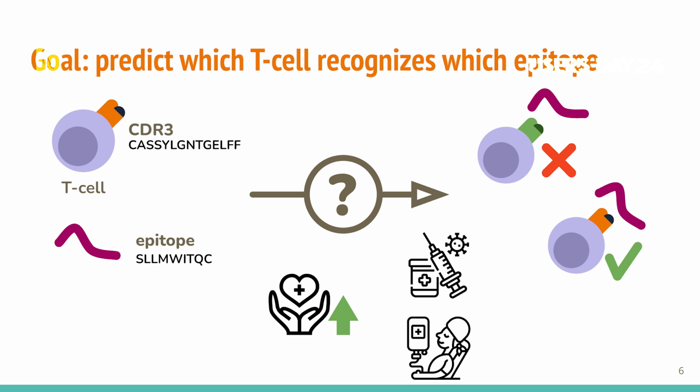So our goal is to have a machine learning model that can predict whether a given combination of T cell and epitope will lead to this activation or not. This is beneficial for healthcare. For example, we can use it to develop new vaccines or to make cancer treatments.